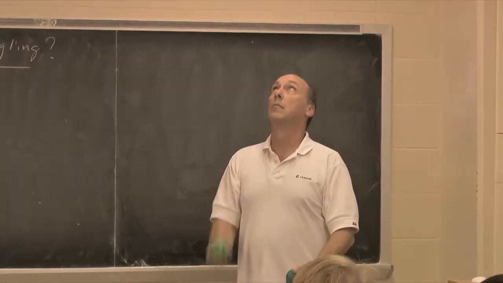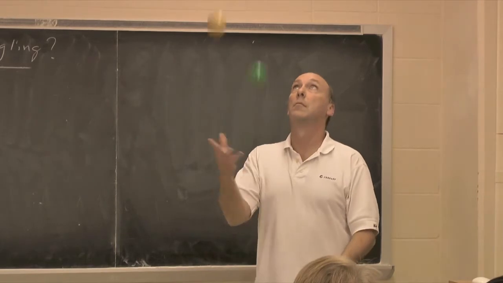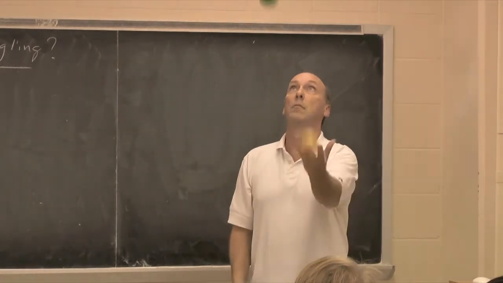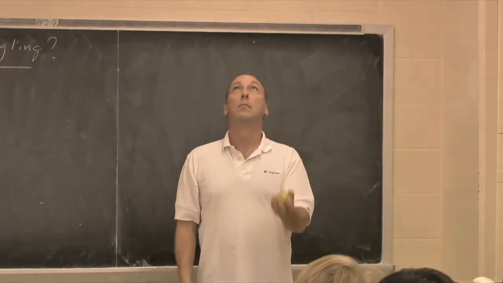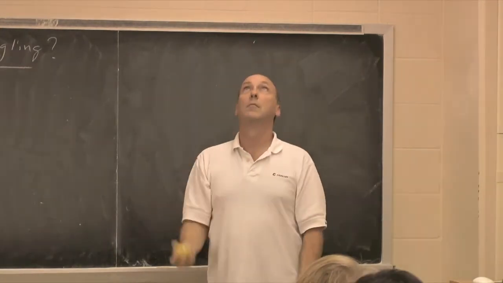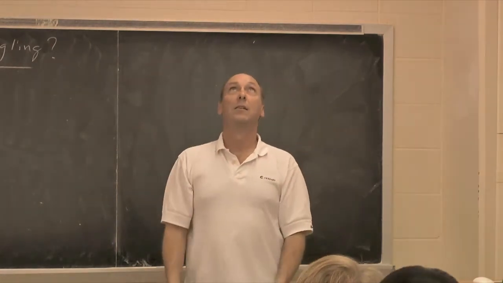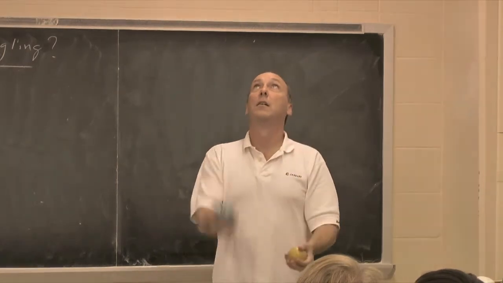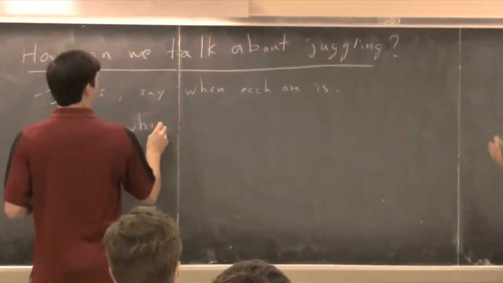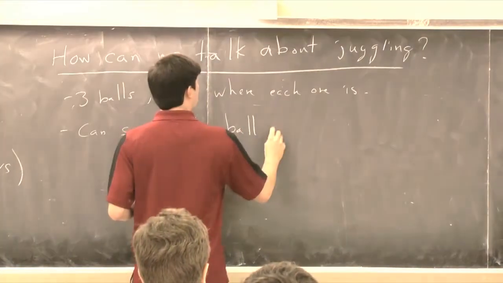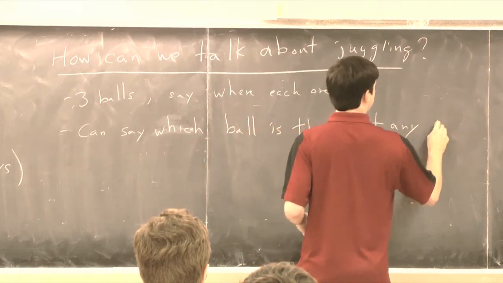And so when I was thinking about this in my office, how could I describe juggling patterns? I just ignored what people had done before. I said, well, pretty much, at any given time, you're throwing one of these balls. And Mo was kind enough to bring three different colors of balls. They're green, blue, and yellow, more or less. And so that's another idea. We can say which ball is thrown at any given time.